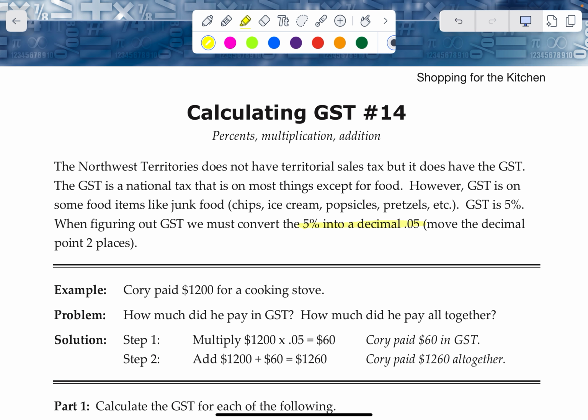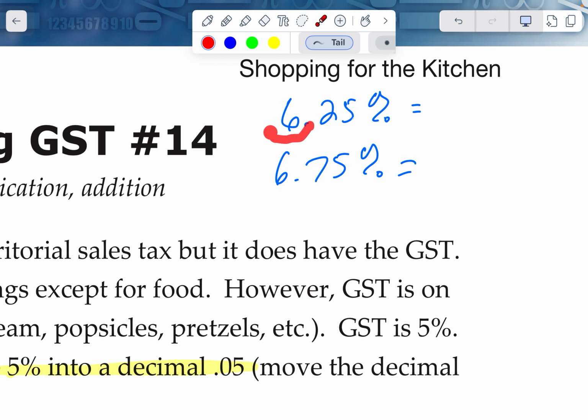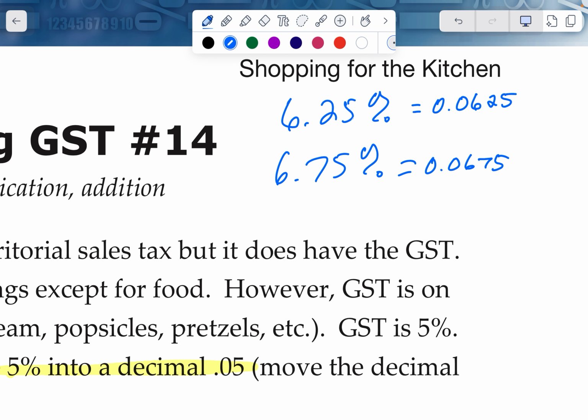So like in Ohio, it's either 6.25 or it's 6.75. It might even just be the county you live in. But if we're going to use that mathematically, we would take this decimal and we would move it 2 over. Since there's nothing here, that's where the 0 comes from. And so that would be 0.0625. And this would be 0.0675.